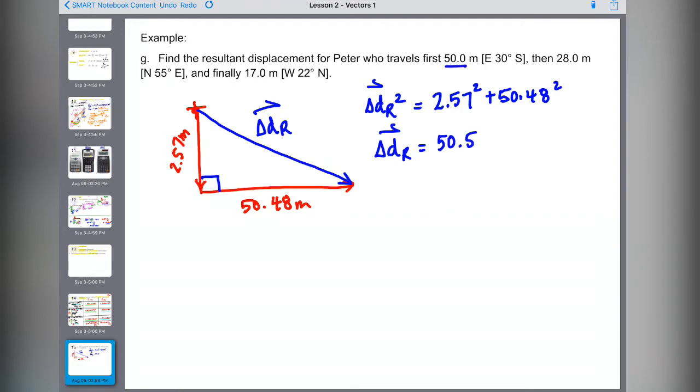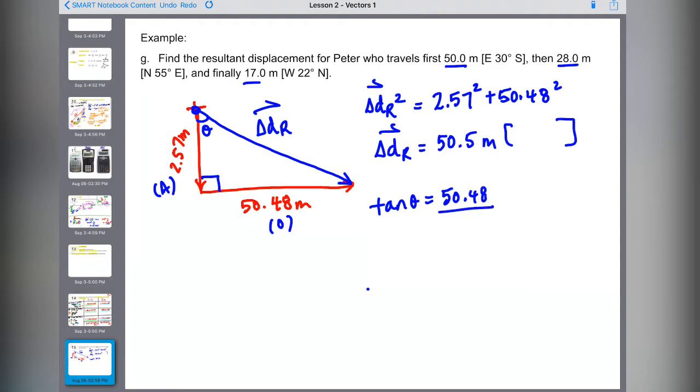Check the sigdig. I have 3, 3, and 3. So 3 sigdig is what I'm keeping. The unit is in meters. And then, of course, don't forget to find the directions, okay? When we find the direction, we always find where the starting point is. So the angle theta at the top left corner is what I'm finding. And if that's the case, then 50 would be the opposite, and 2.57 will be the adjacent. So I'm going to use tangent. So tan of theta is 50.48 divided by 2.57.